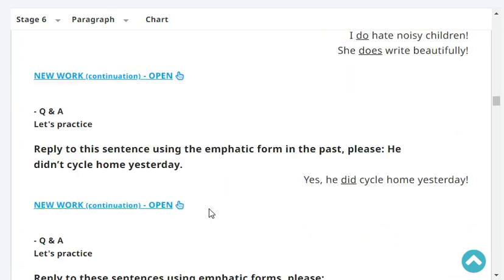Very good. Reply to this sentence using the emphatic form in the past, please. He didn't cycle home yesterday. Yes, he did cycle home yesterday. Very good.